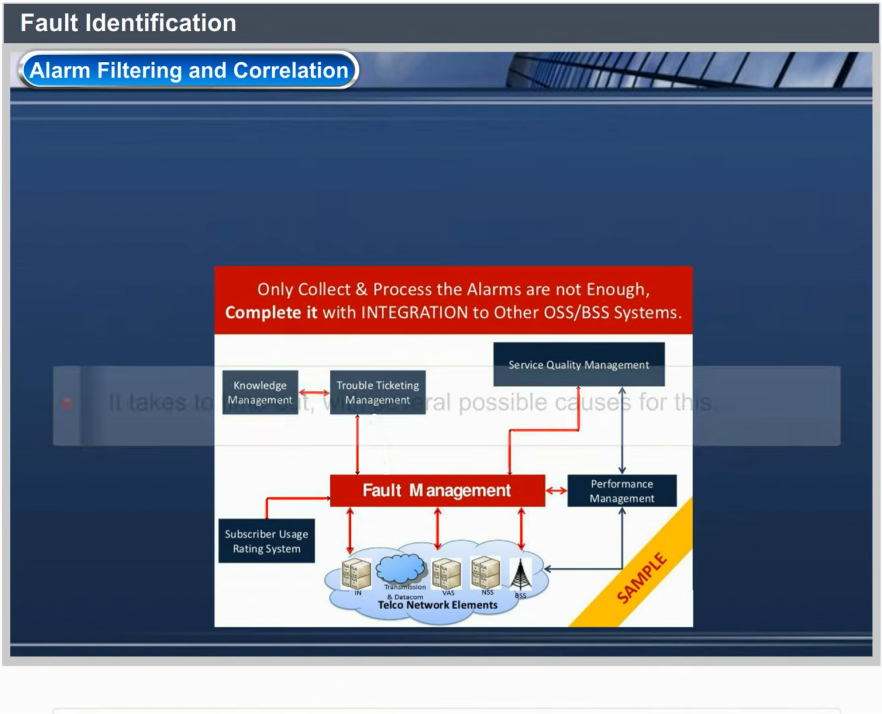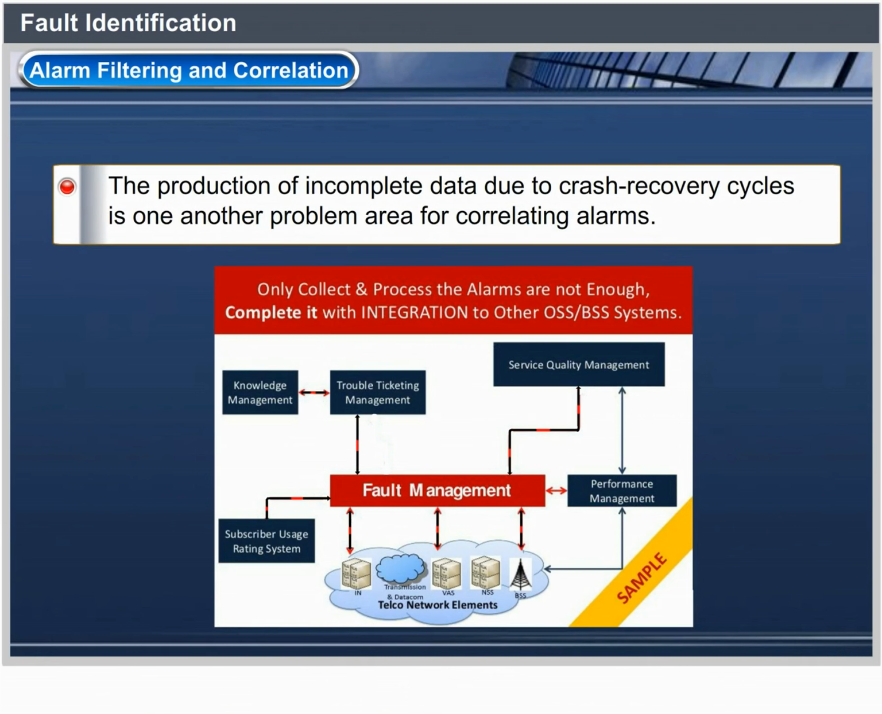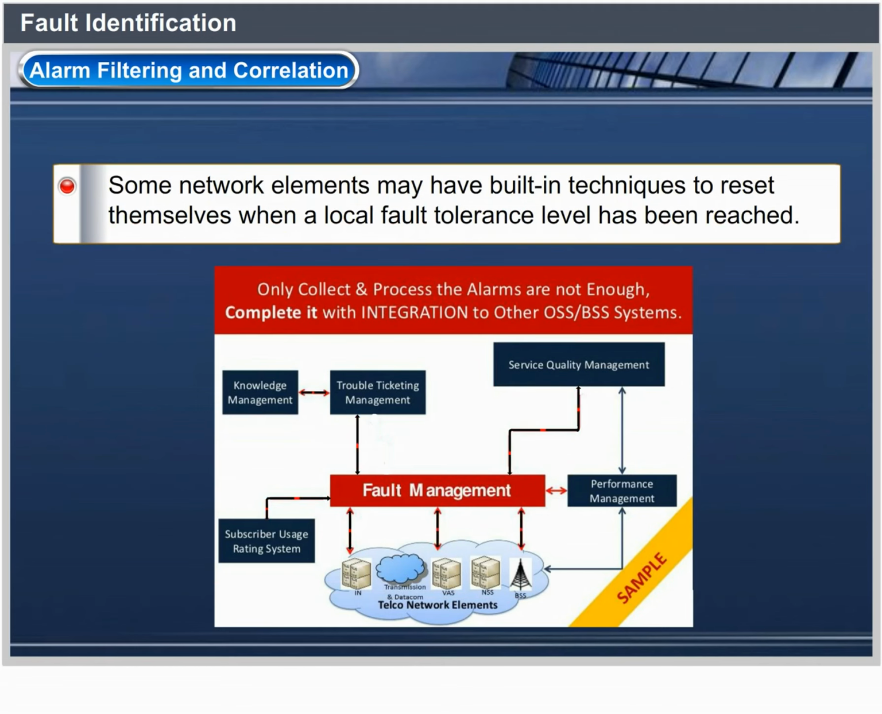The production of incomplete data due to crash recovery cycles is another problem area for correlating alarms. Some network elements may have built-in mechanisms to reset themselves when a local fault tolerance level has been reached.